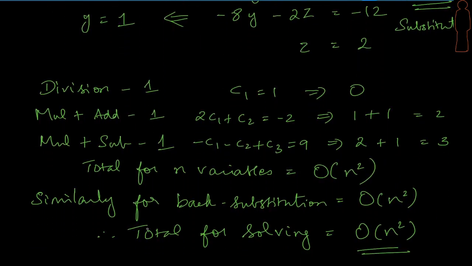Now let us say that we count division as one operation, and any multiply and add together is one operation, or multiply and subtract together as one operation. So let's see in forward substitution how many operations we are using. For C1 equal to 1, from the first equation, it is a direct solution, there is no operation required, so there are 0 operations. Whereas if we consider 2C1 plus C2 equal to minus 2, I have to substitute here, so I have a multiplication and a subtraction or an addition. The multiplication and subtraction together, I am going to assume as one operation.